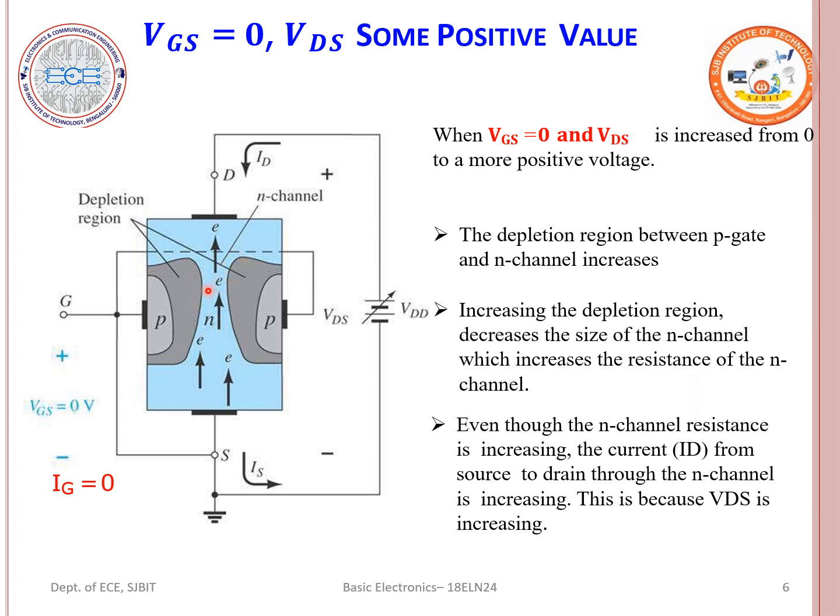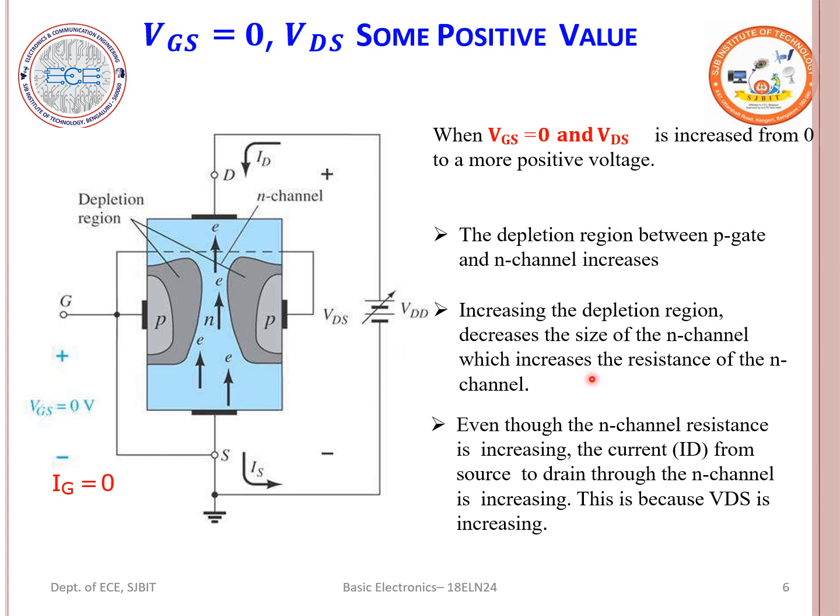As more and more positive charge carriers start depositing over here, the depletion region starts extending towards the drain. Thus there is a flow of current from the source to the drain, correct? So there is a flow of current from the source to the drain, which we call the drain current, ID.